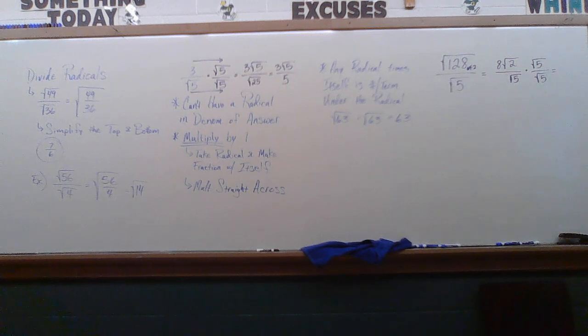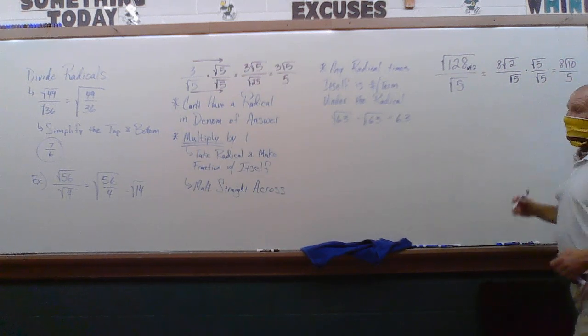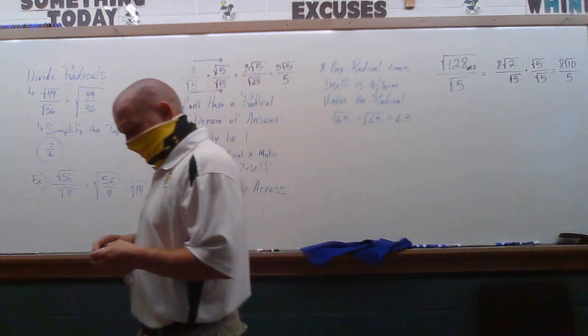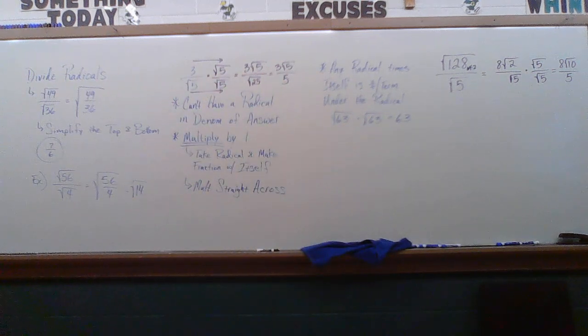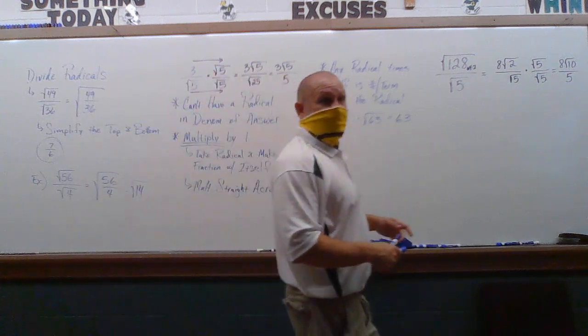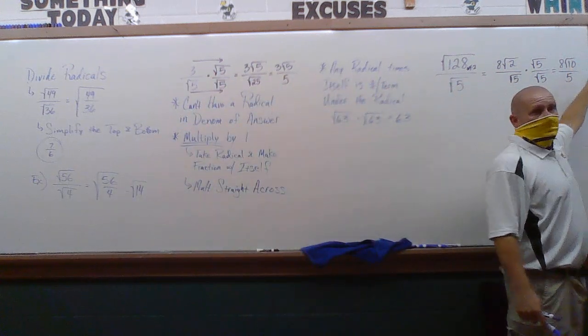Now I go straight across the top and straight across the bottom. What do I get across the top? 8 square root of 10, right? Outsides by outsides, insides by insides. What's left on the bottom? 5. Can I reduce 10 and 5? Anna? Yes. Can I reduce 10 and 5? No, right? Because of that fraction.